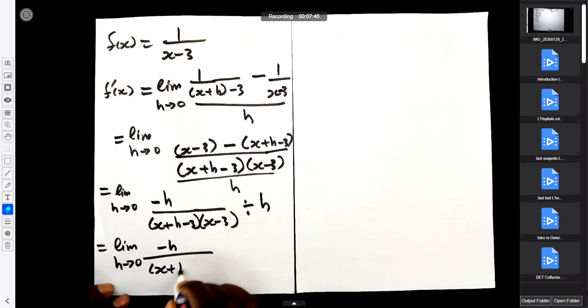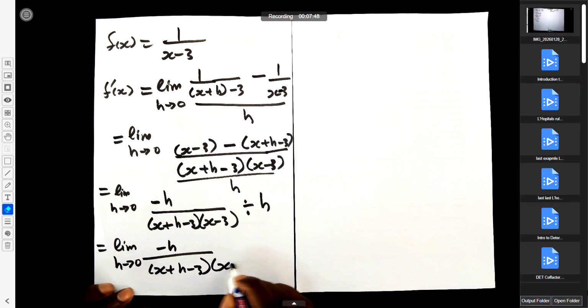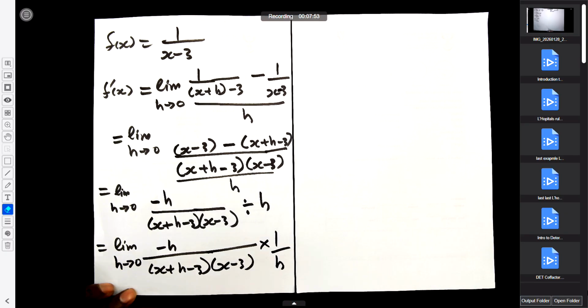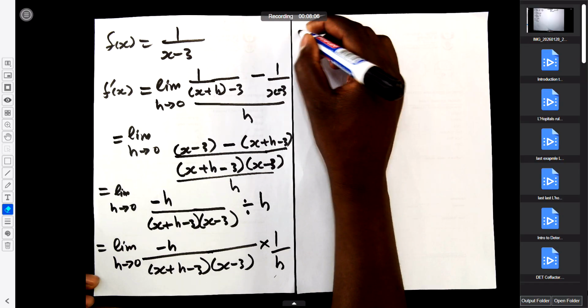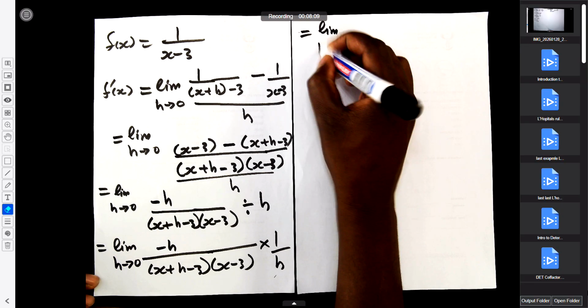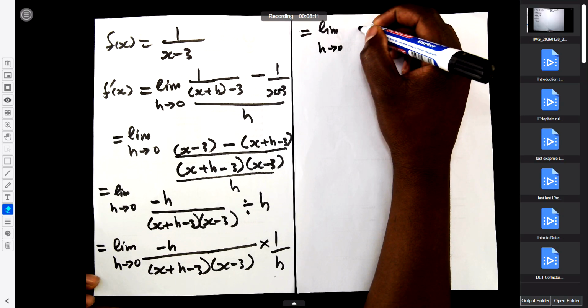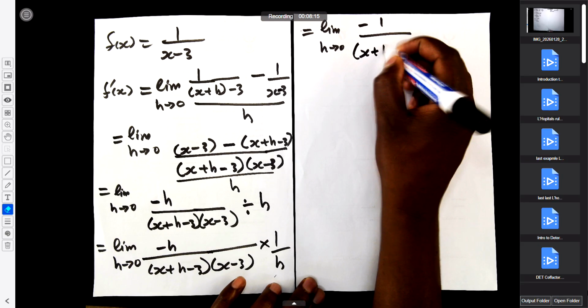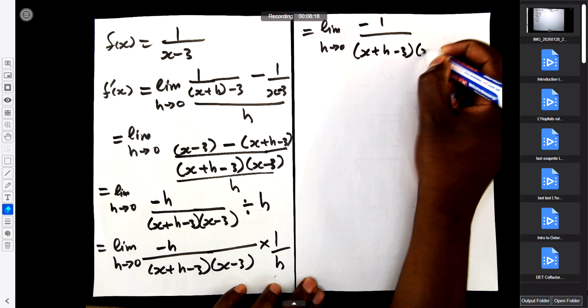So x plus h minus 3 into x minus 3, change the division into multiplication sign, we have 1 over h. So I'm taking it the way students like it, that when you change, it switches. And then you say you're cancelling, but we're dividing. So h is dividing h. Therefore, we'll be left with negative 1 times the 1 there. So we'll have negative 1 all divided by x plus h minus 3 times x minus 3.